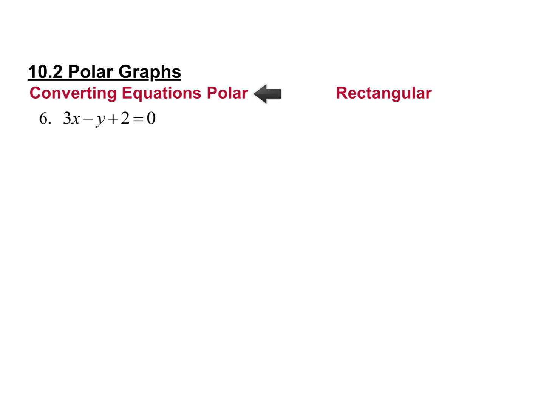We start with the idea that x is r cosine theta, y is r sine theta. And so that's where we start. And we just substitute in for x and y.